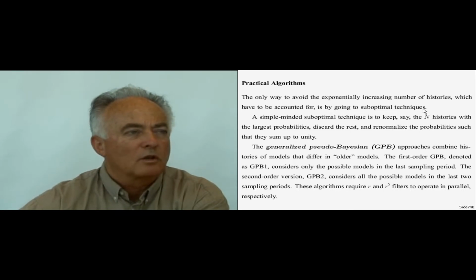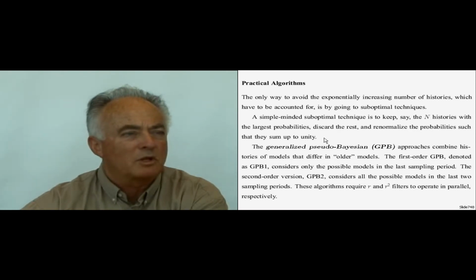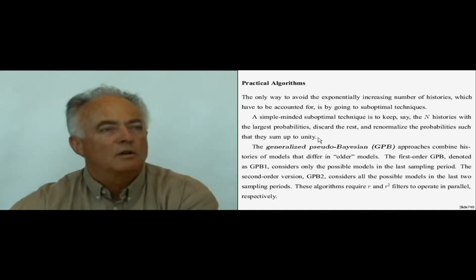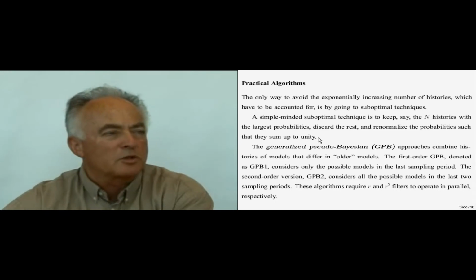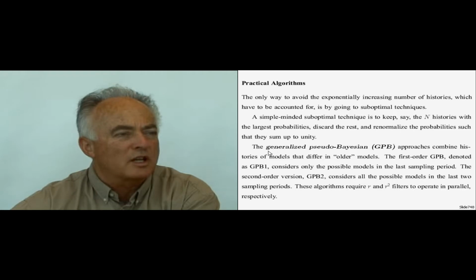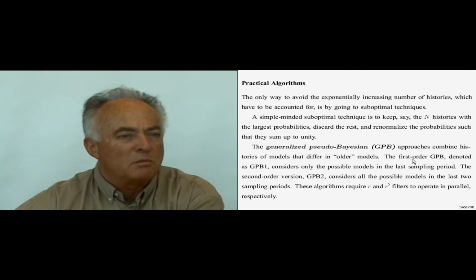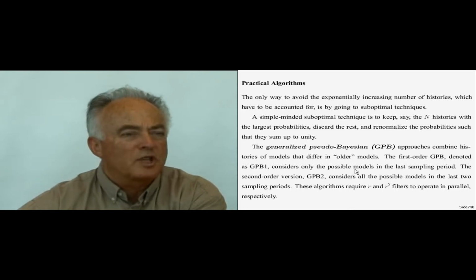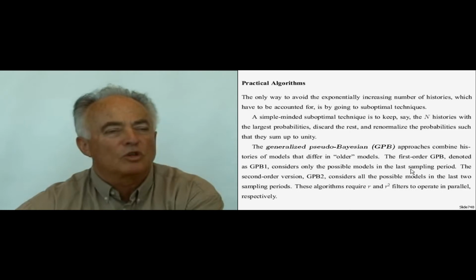Suboptimal techniques. One simple technique would be to keep the N histories with the largest probabilities, discard the rest, and renormalize the probabilities such that they sum up to unity. That's one possibility. Another possibility, instead of discarding histories, is to merge them, combine them. And this approach leads to the so-called generalized pseudo-Bayesian techniques, which combine histories of models that differ in older models. The so-called first-order GPB, denoted as GPB1, considers only the possible models at the last sampling period. Everything before that is lumped.